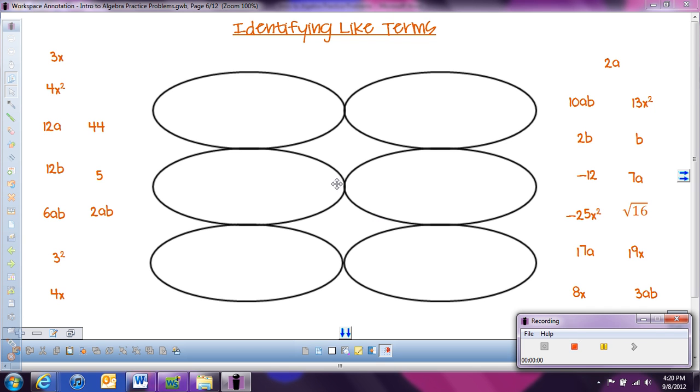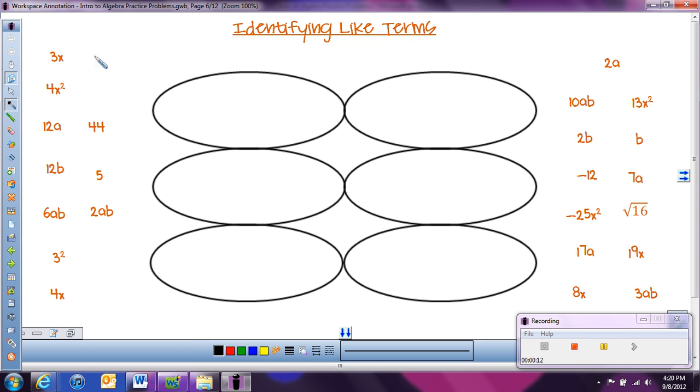In this lesson, we're learning how to identify like terms. First of all, a like term is any term that has the same variable raised to the same power. So for example, if I look at 3x right here, the variable is x, and since there's no power written, it's raised to the first power. So any other term on here that ends in just x to the first power would be a term that is the same as this.